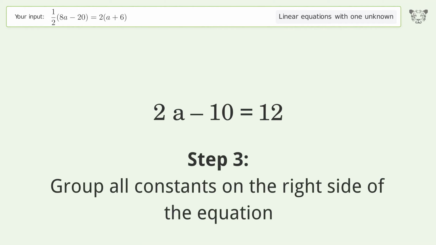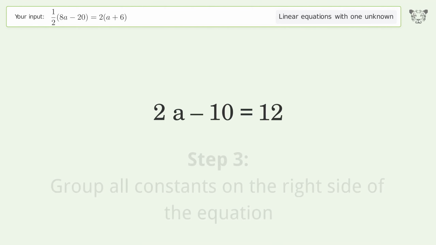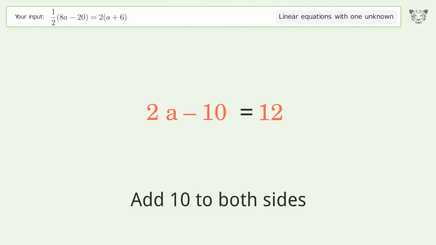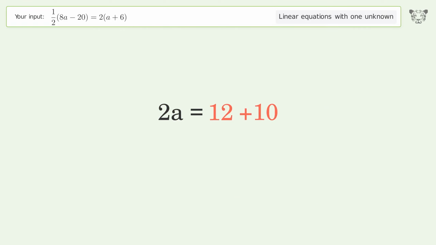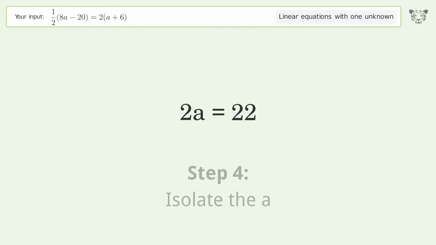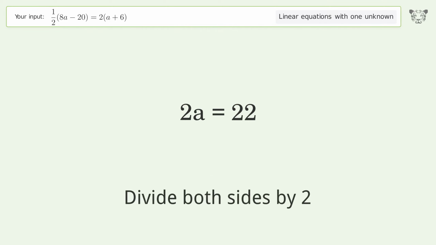Group all constants on the right side of the equation. Add 10 to both sides. Simplify the arithmetic. Isolate the a. Divide both sides by 2.